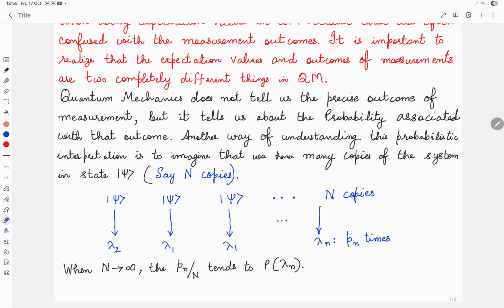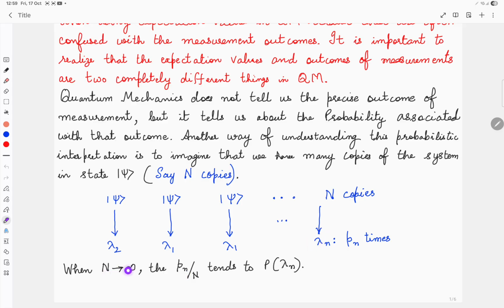Another way of understanding this probabilistic interpretation is to imagine that we have many copies of the system. Let us imagine that we have many copies of the system in state |psi>. For example, we measure the system. At one time it gives lambda 2, at another time it gives lambda 1. Let us say lambda n appears Pn times, and the number of times we measure the quantum state is capital N. So Pn divided by N is the probability that we will get lambda n as the measurement outcome.